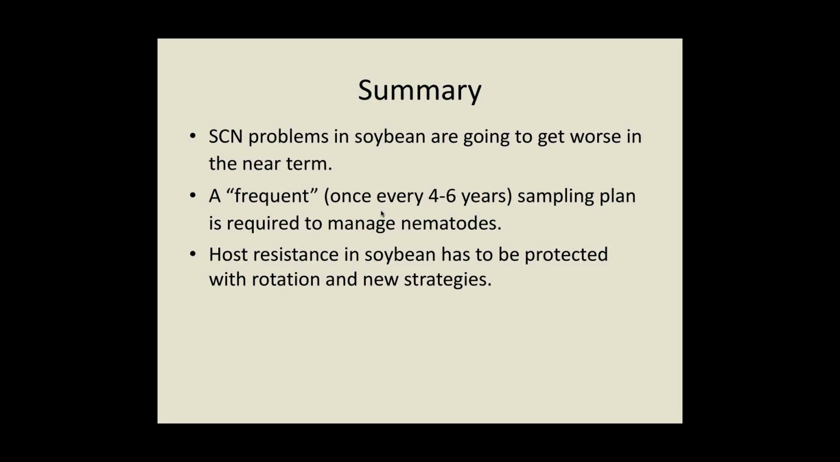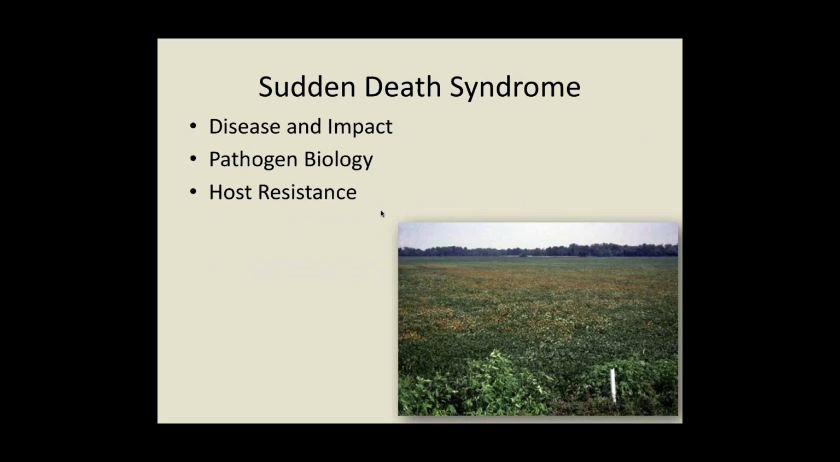And then our host resistance that we have, we need to be able to protect it with non-host rotation and also new strategies like these seed treatments. For so long, we just went at attacking cyst nematode with PI 88788 resistance. And that provided many benefits for a long period of time, but the usefulness of that resistance source is now declining rapidly. So that's pretty much what I have for SCN.